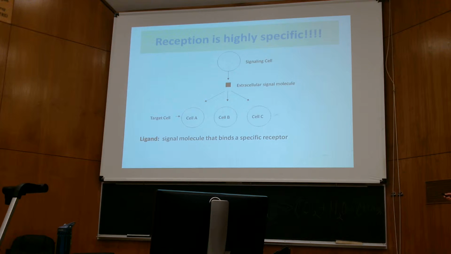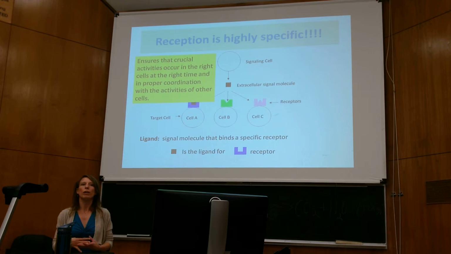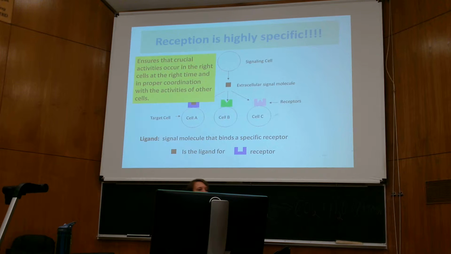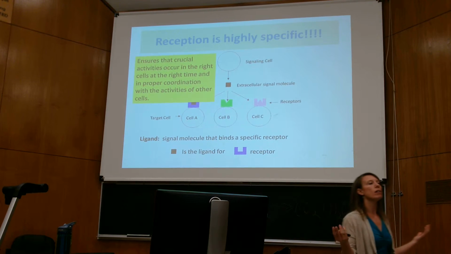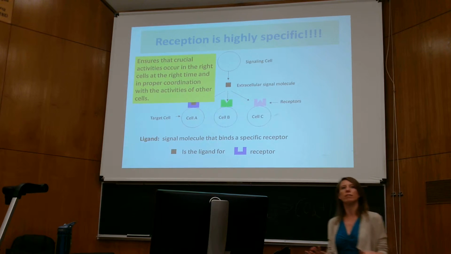Here we have a signaling cell that releases an extracellular signal molecule. If there are three cells it comes into interaction with, it's only going to bind to the specific receptor that it fits with. This is called a ligand, the signal, and it will bind to the proper receptor that it fits. This helps ensure that certain activities are carried out when and where they're supposed to be carried out. It helps coordinate all sorts of different reactions in the body. You might have a cell send out several signals that go to several different cells to create a response.